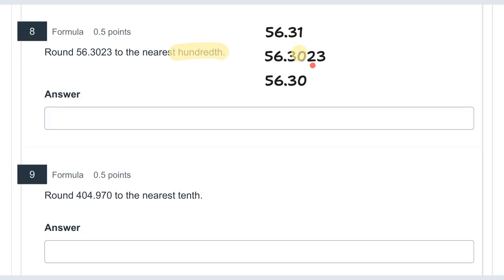We look at the 2 that comes after the 0. That tells us to round down. 56.30 goes in our answer box.